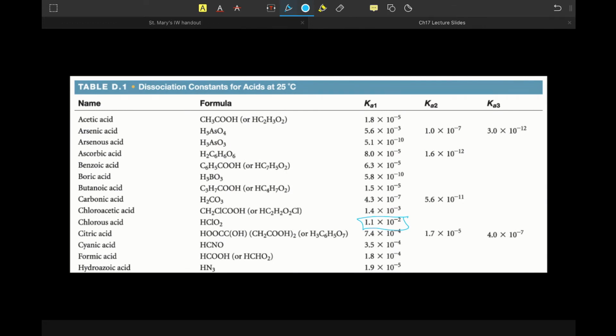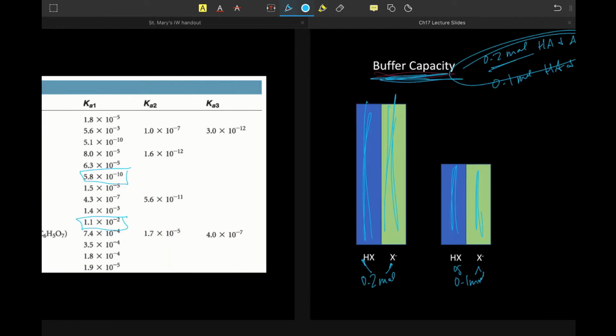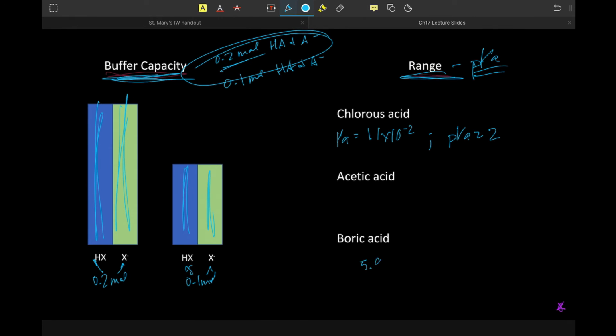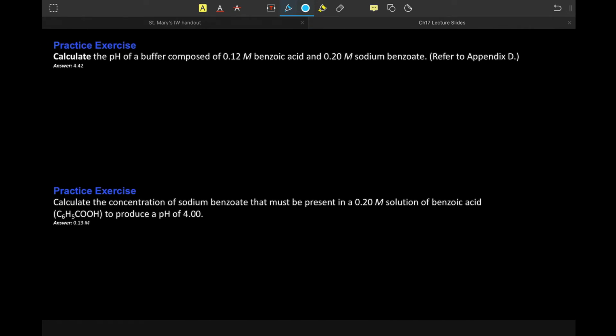Let's do boric acid. Boric acid has a Ka of 5.8 times 10 to the negative 10, which means its pKa sits somewhere around 10. That means it would be most suited for something between 9 and 11, so boric acid, despite the name, actually makes a basic buffer. Makes sense? Okay, so now let's go back and do these practice problems that we skipped.